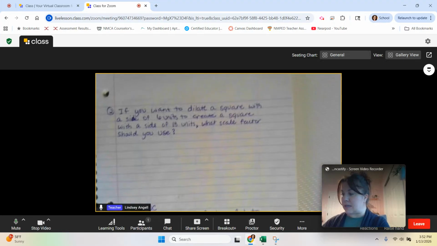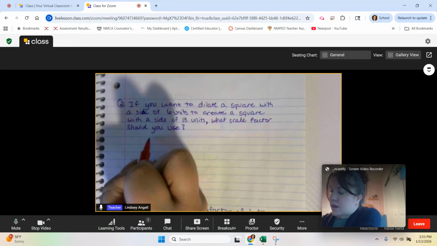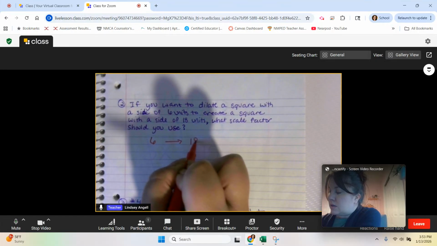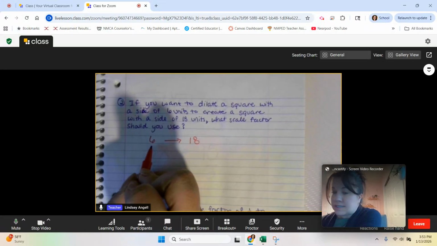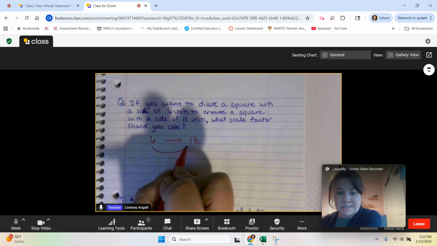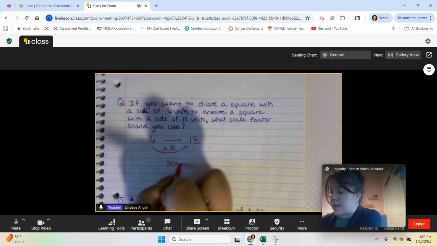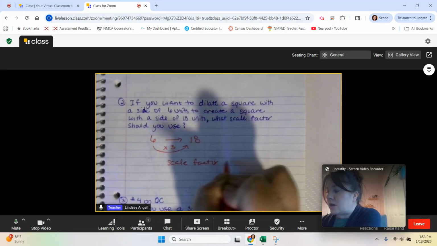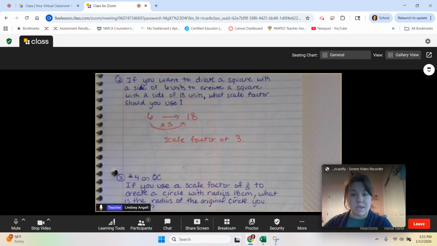For our next example: if you want to dilate a square with a side of 6 units to create a square with a side of 18 units, what scale factor should you use? We want to go from 6 to 18. What can I multiply 6 by to get to 18? 3. So we would use a scale factor of 3. And that's your final answer.